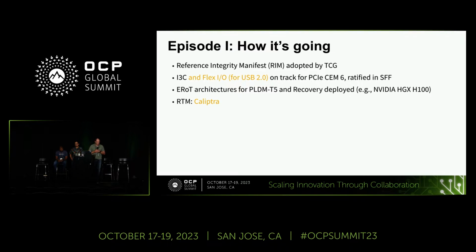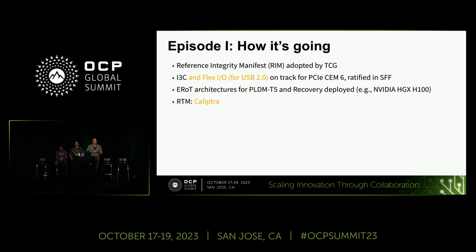I3C is about to become a de facto standard. This is the I3C MIPI Basic 2-wire protocol, 12 megabits per second, royalty-free for everyone to implement. Ratified in SSD small form factors, and about to be ratified in PCIe CEM 6. So it's something you can use to talk out-of-band to your devices over the entire platform. USB 2.0 as well, a 2-wire protocol, about to be ratified in PCIe CEM 6. So you can also alternatively use it as an SPDM substrate.